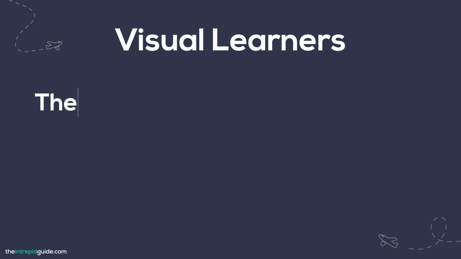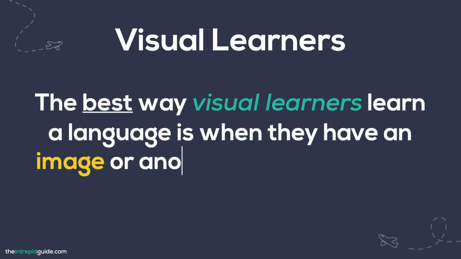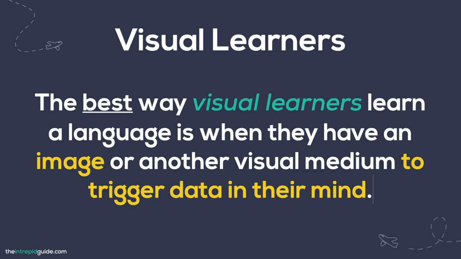The best way visual learners learn a language is when they have an image or another visual medium to trigger data in their mind. If you're a visual learner, a podcast on its own isn't going to cut it. Sure, it's great to hear the spoken language and be able to rewind and repeat, but without something to see and pair with what you're hearing, you probably won't remember much. So if this is you, watching YouTube lessons like this one perhaps is likely to be far more effective than simply listening to the audio.